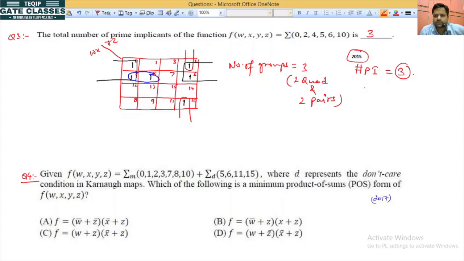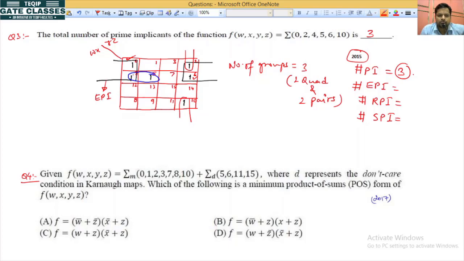Suppose it is asked how many EPI are there, how many RPI are there, and how many SPI are there in this K-map. So what will be the answer? What is EPI? At least one cell that cannot be covered by other PI. So check for this group. This one is not covered by other PI. This one is also not covered by other PI. So this group is EPI.